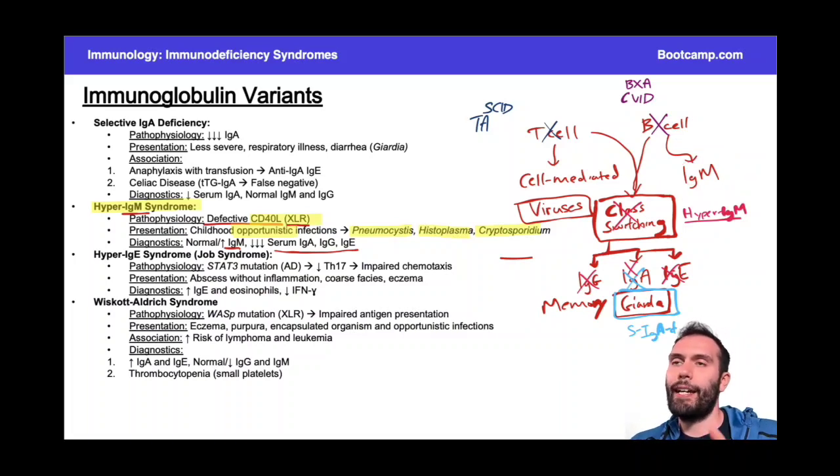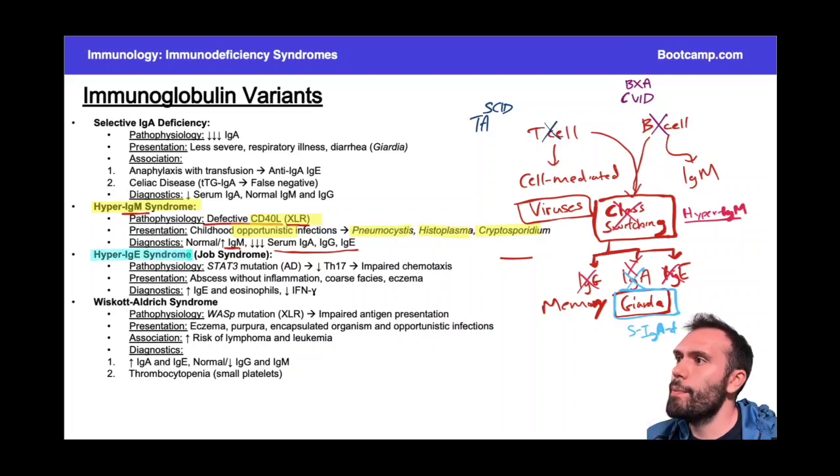And so that's kind of how you got to think about this. You got to see how upstream is my lesion, so to speak, even though it's not a lesion, but how upstream is the defect from what's actually going on, okay? And that's how you can kind of make sense of this. Okay, the last two on here, not quite as high yield.